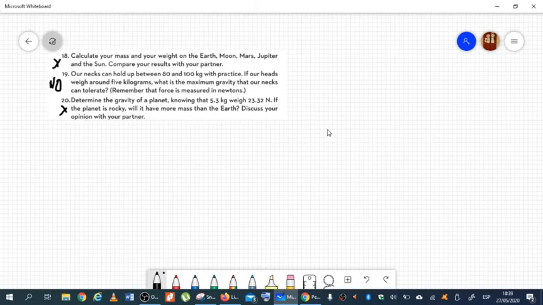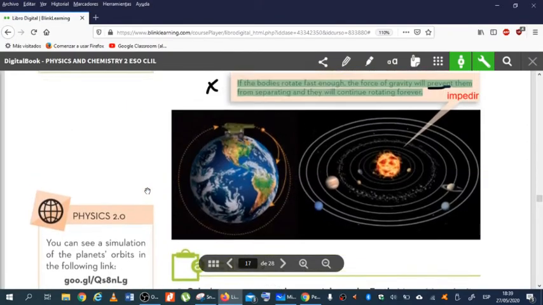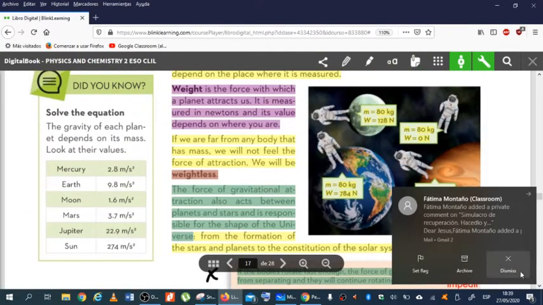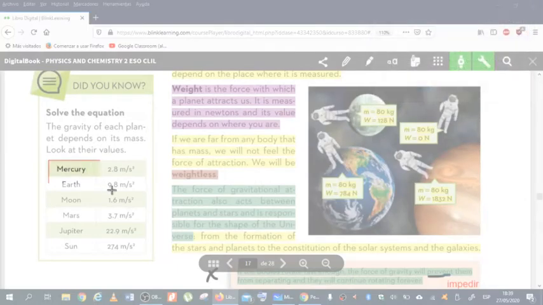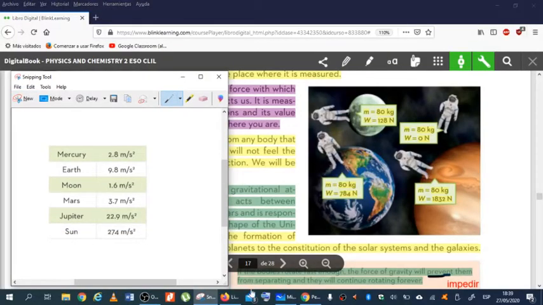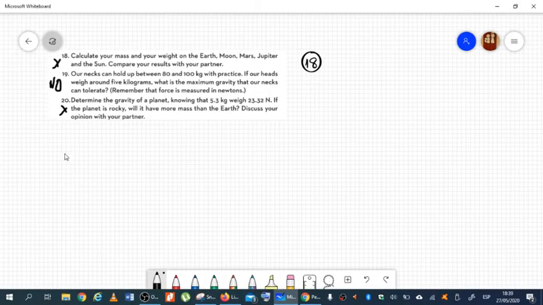Okay, number 18. Calculate your mass and your weight on Earth, Moon, Mars, Jupiter, and the Sun. First, we have to copy the gravities on every planet. Okay?